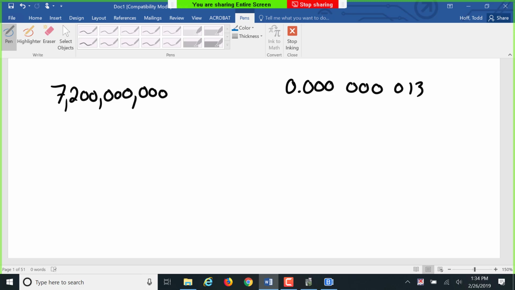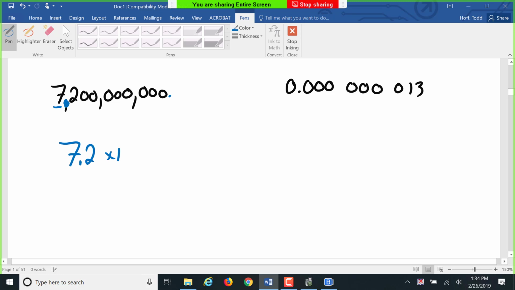So the first one, that first non-zero digit's there, so our decimal point's going to go there. Started here, so it's going to be 7.2 times 10 to the, and move 9 spots, and that's a large number, so it's a positive 9. Good.